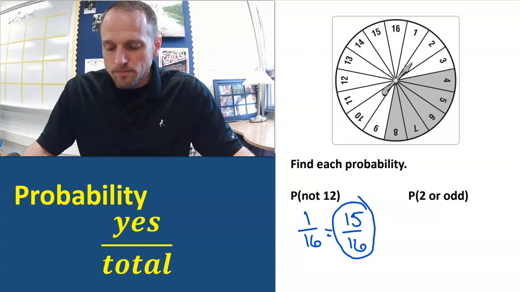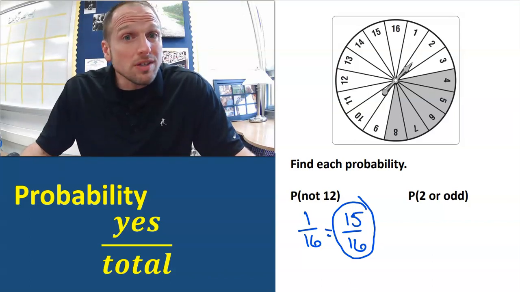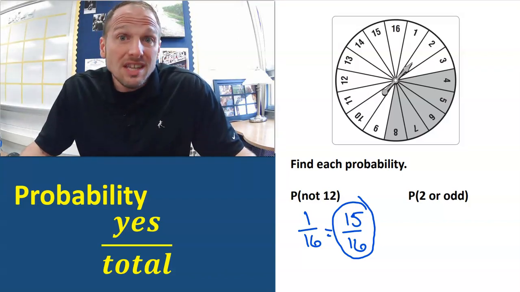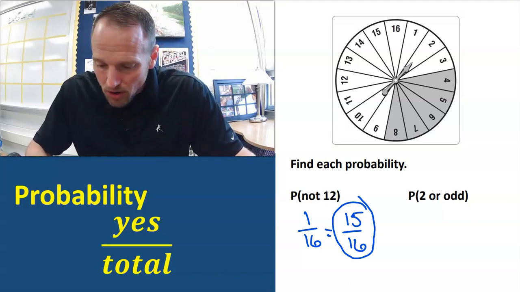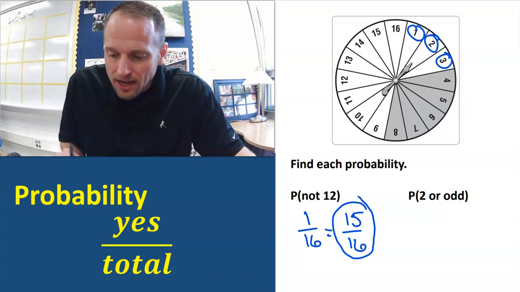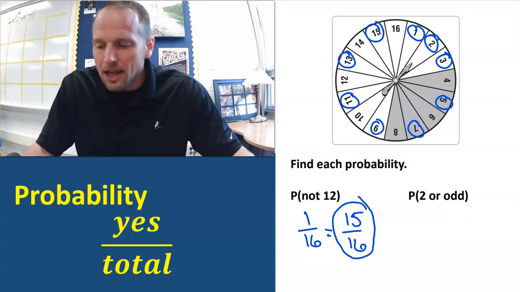Let's look at number 2, or the next one. What's the probability of getting a 2 or an odd? Again, two different ways to think about these. Let's do the easy one first. Probability of getting a 2 or odd. Well, let's just see how many 2s or odd numbers there are in there. So 1, 2, 3 is odd, 5 is odd, odd, odd, odd, odd, and odd.